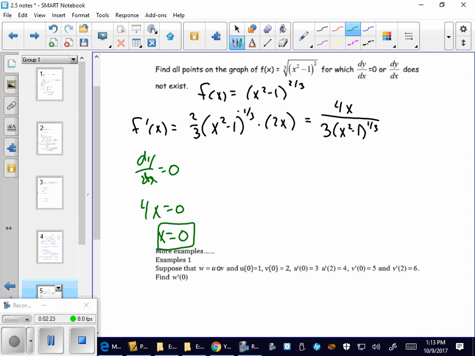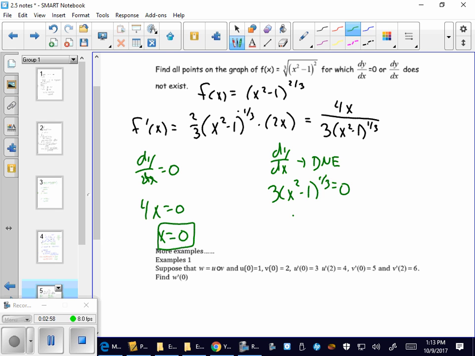For the derivative to not exist, it's where it's undefined, so it's going to be when the denominator equals 0. So dy dx does not exist when 3 times quantity x squared minus 1 to the 1/3 power equals 0. The nice thing is the right side is 0. Dividing both sides by 3 still gets 0. Raising both sides to the 3rd power to get rid of the 1/3 power still makes both sides 0.